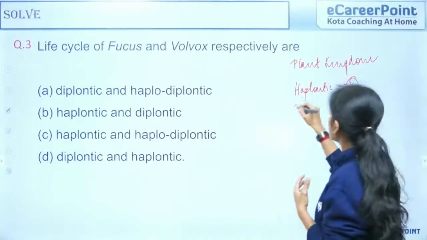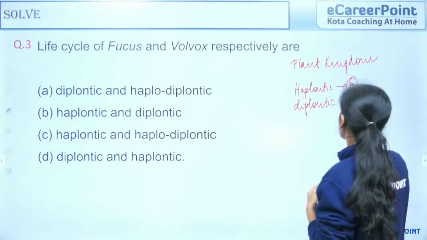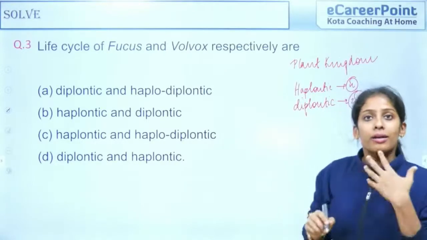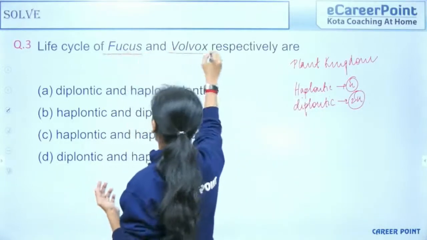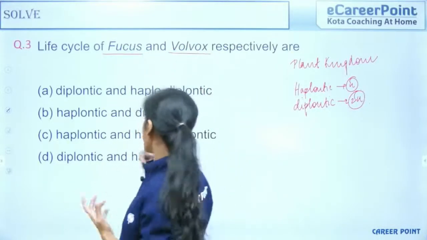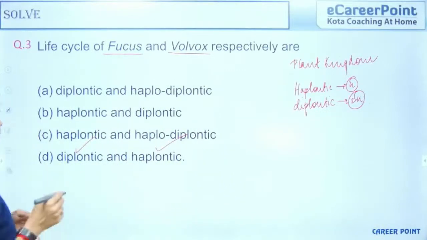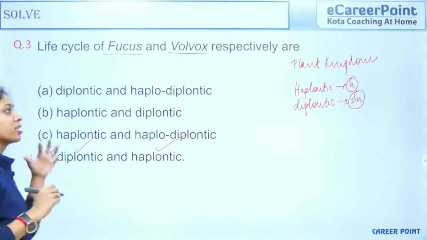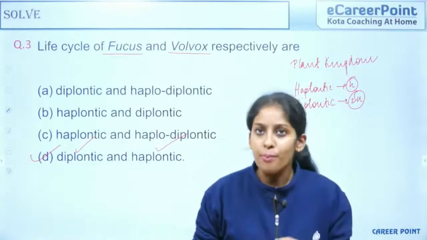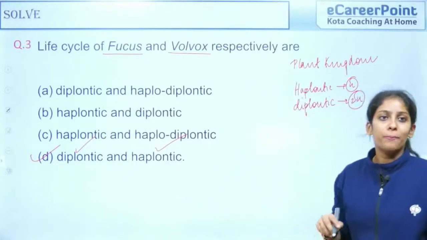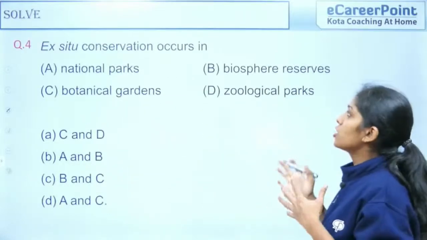So when I write diplontic phase, it means the diploid is the predominant phase, right? So Fucus and Volvox: Volvox is a type of algae, so it undergoes haplontic and Fucus is diplontic, alright? So here the right answer is diplontic and haplontic. You should understand this alternation of life cycle is an important topic which you should not skip from Plant Kingdom, right? So question 4, ex-situ conservation occurs in.